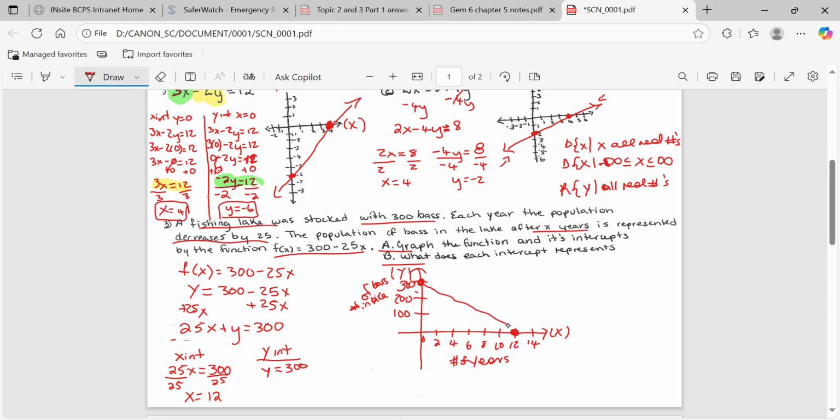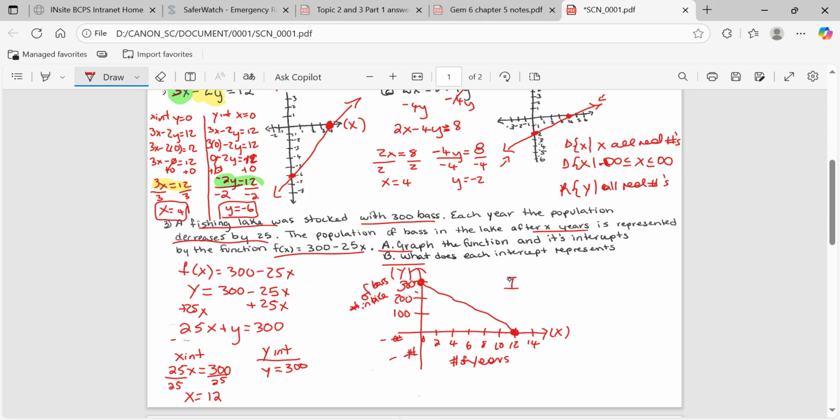There I go. You might say, Miss Reed, why did you not keep going on this? Well, down here would be negative numbers, right? Can you have negative bass in a lake? Negative amount of fishes? No. So I wouldn't be using the negative area there. And I'm talking about numbers of years on my x-axis. Would I have negative years? I can't do that either. And so because of that, I'm really only using quadrant 1.